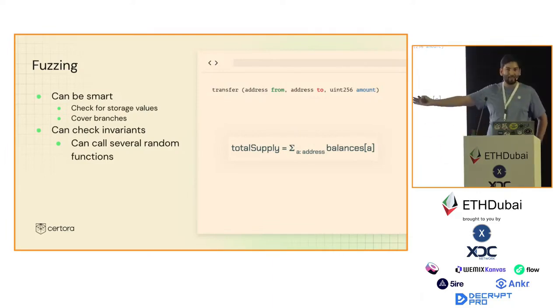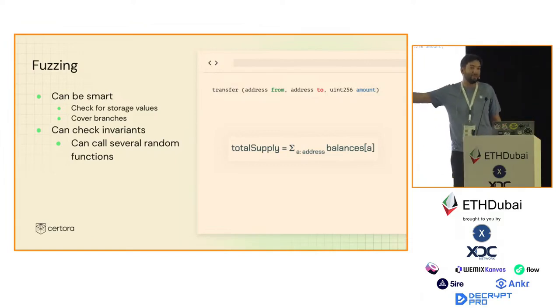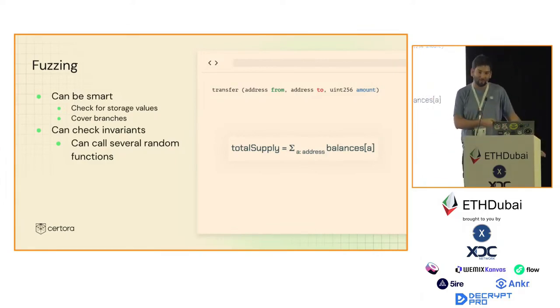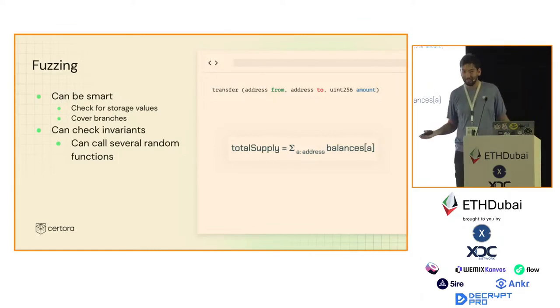This is a simple token invariant. We say that the total supply of the token is equal to the sum of the balances of all the different addresses, which should always be true. It doesn't matter which function we're calling. That's why it's an invariant.